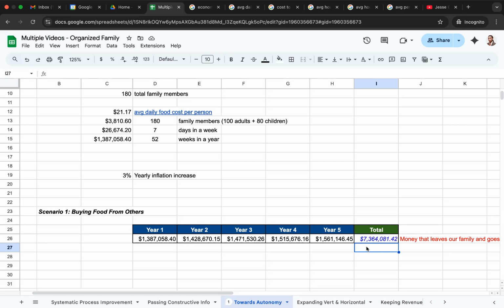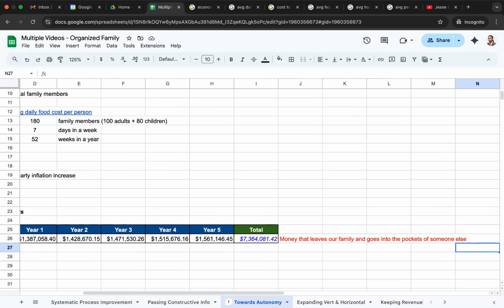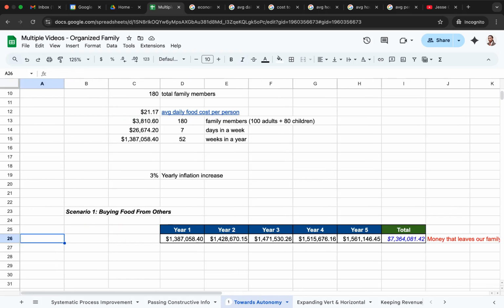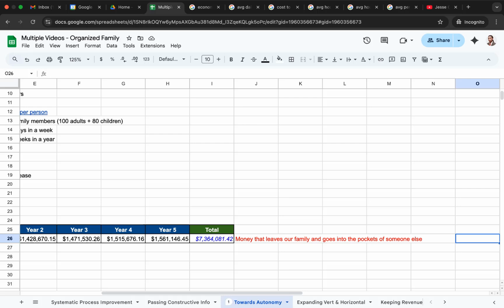Okay. Now, the main thing to recognize here is this $7.3 million that this family has spent on food over that 5-year period is money that leaves that family and goes into the pocket of someone else. Okay, so if we're in scenario one and we are buying our food from other people, that is what's happening. You're spending millions of dollars on food, and over this 5-year period, that came out to be a total of 7.3 million, and every dime of that is leaving your family and going into the pocket of someone else.